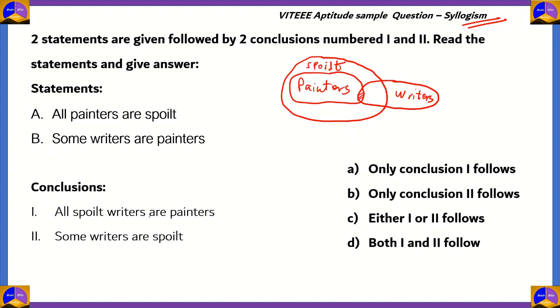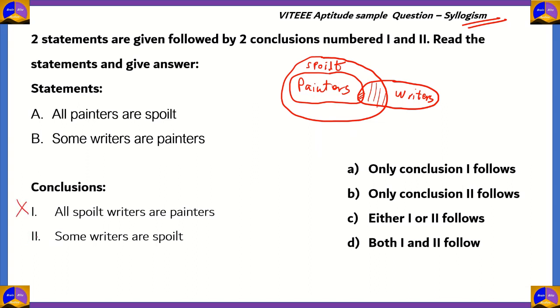All spoilt writers are painters. Now, this particular conclusion cannot follow, because we do not know, first of all, the exact area of spoilt. We haven't got a statement saying that all writers are in spoilt. So therefore, all spoilt writers are painters is not correct, because there is some area left here which has spoilt writers but not painters. So let's look at the next conclusion.